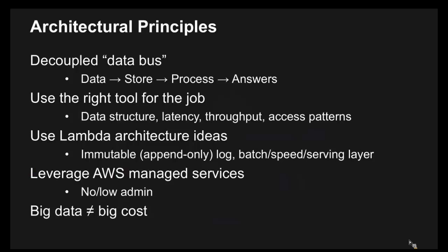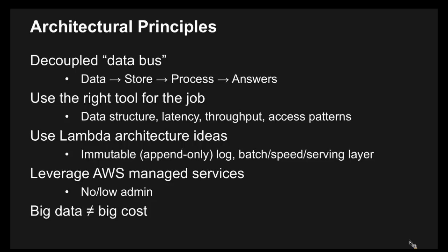Number 2, using the right tool for the job is paramount when you're building high throughput, high processing systems. Because when we build services at AWS, we build them to do their function extremely well. And how do you pick the right tool for the job? I'll demonstrate some of this. We'll be using things like access patterns, the data structure, the hotness of the data, etc., to pick the right tool for the job.